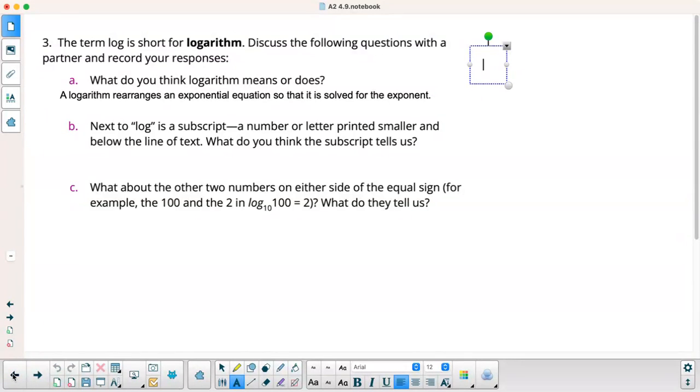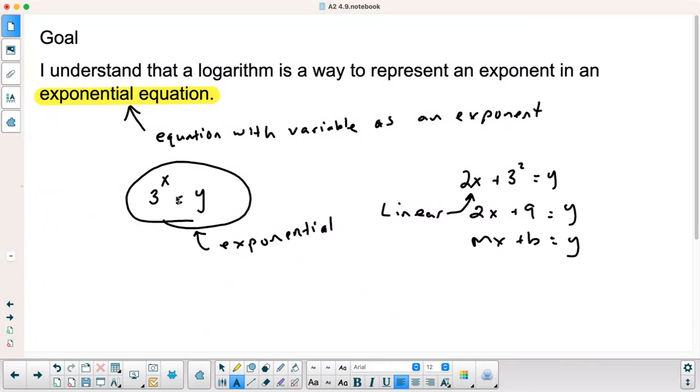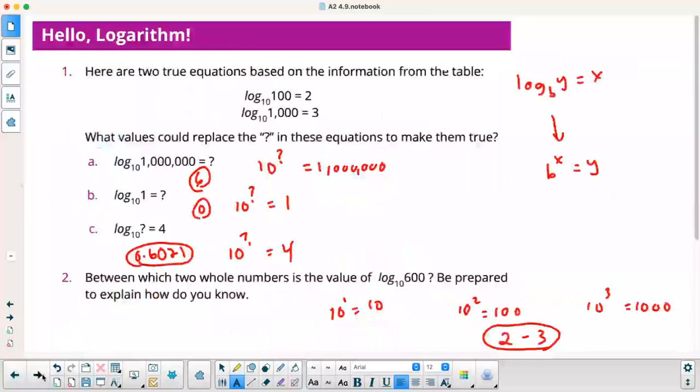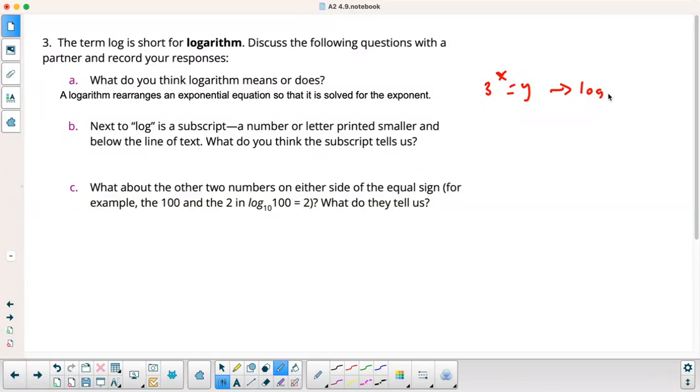Okay, so when I say that, let's go back to that very first one that I had. I said 3 to the x equals y. So right now it's solved for y. What if I said solve for x? I want to rearrange it so it's x equals. Well, the only way to do that is to change it to log form. So I could just say log base 3 of y equals x. Now it's solved for x. Now it's x equals, okay?